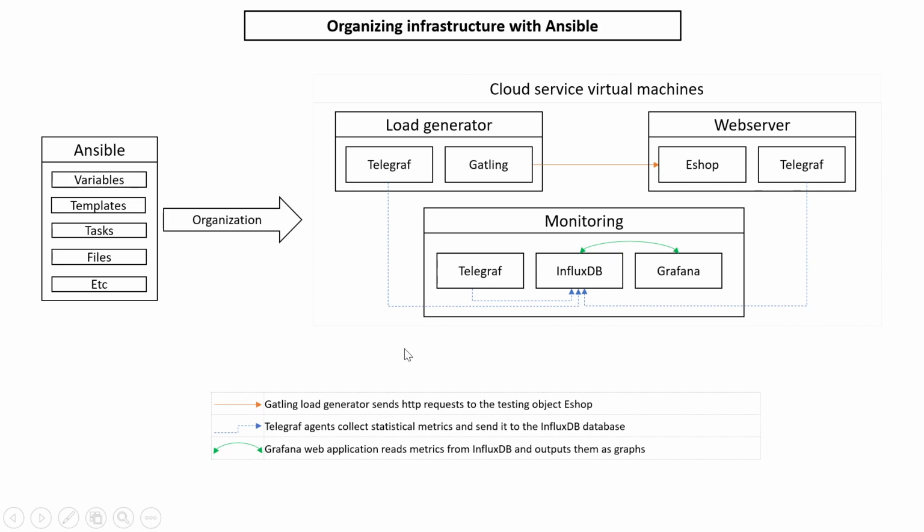Each machine will be assigned a corresponding role. For example, this one will have the web server role and an online store will be installed on it. This store will accept HTTP requests that will be sent from the second machine with the load generator role. A tool based on the Gatling framework will be responsible for generating these requests.